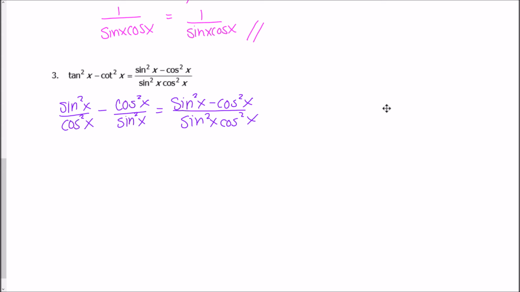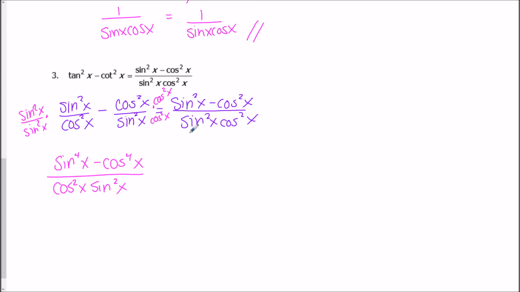So now a lot of people will see, oh, there's a cosine squared here and a sine squared here. That can get put together, but I can't because I need to get a common denominator. And even though my common denominator here is sine squared cosine squared, I can't just put these together. So I need to actually do my multiplication. So here I'm going to multiply this by sine squared x over sine squared x. And over here I'm going to multiply this by cosine squared x over cosine squared x. So I end up getting sine to the power of 4x minus cosine to the power of 4x all over cosine squared x sine squared x, which is the exact same denominator that we have here.